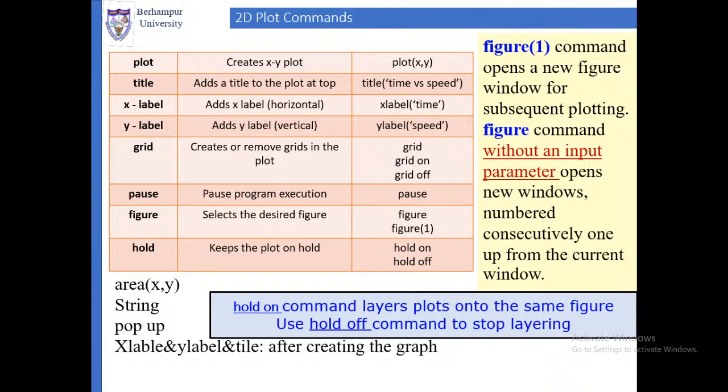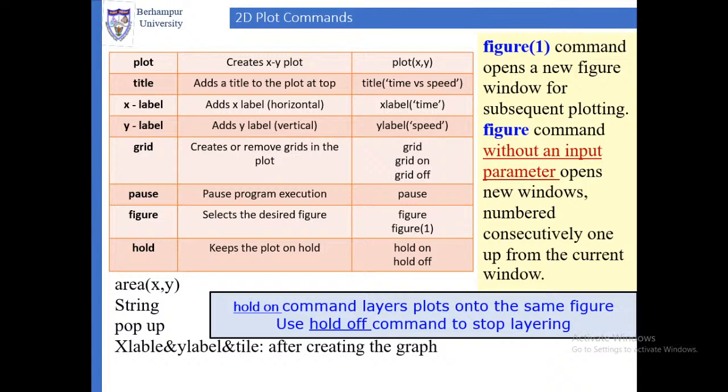Figure. Figure means if we want to have more than one figure, then you can give this. After figure you can give 1 within circular brackets, you can put 1, 2, 3, which represents the figure number. If you do not give anything, it will automatically take the figure numbers. Automatically it will keep on adding figures. So without an input parameter, that opens new figure windows numbered consecutively one up from the current window.